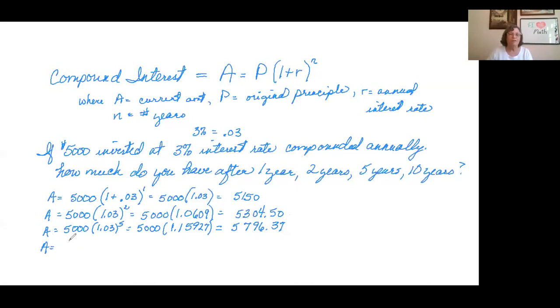By the end of 10 years, we're going to have 1.03 raised to the 10th, which will be 5,000 times 1.03 raised to the 10th power, which is 1.3439. Leaving that in the calculator as the whole thing, times 5,000 is going to give us $6,719.58.